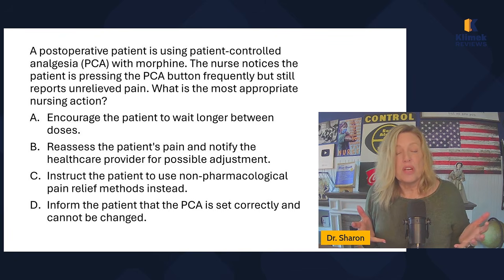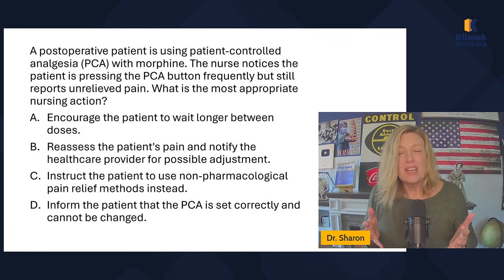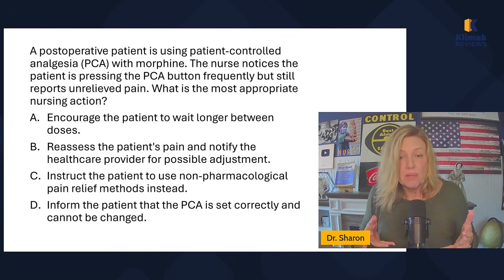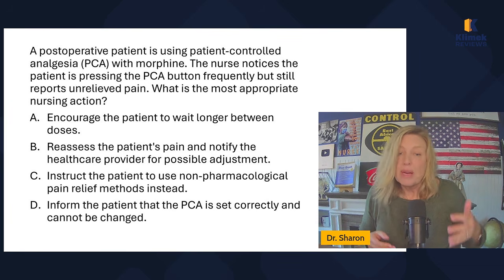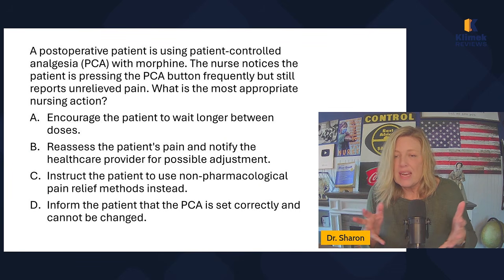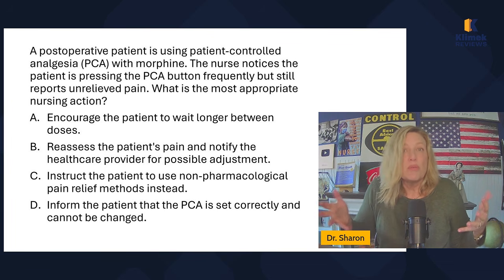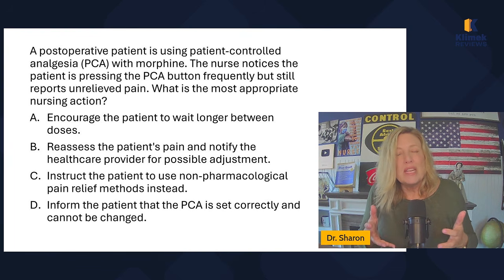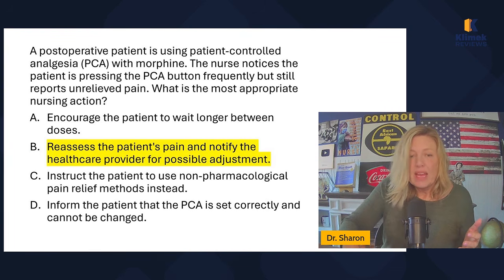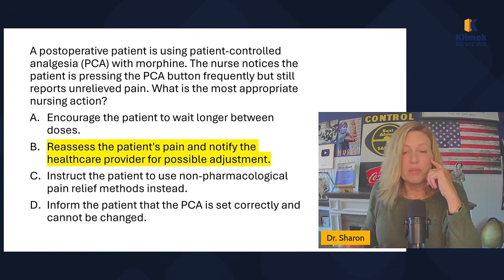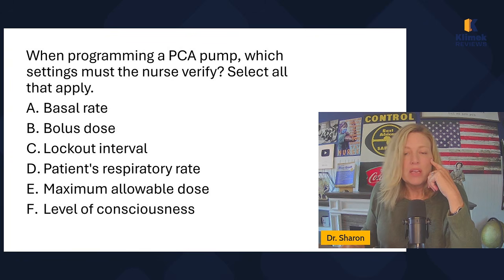I'd like to instruct them to use non-pharmacological pain methods, but I don't want to do it instead of the PCA. So I'm okay with not doing C. Or I'm going to instruct the patient to use non-pharmacological pain relief methods instead of the PCA, but I'm not going to reassess their pain and notify the healthcare provider. That doesn't make sense. If they're on a PCA, it's not really working. I go, okay, well, let's just do something. Let's just do non-pharmacological. Let's see if we can get you more comfortable, reposition you in bed. I'd want to do that, but I have to reassess their pain and notify the healthcare provider to see maybe they want to change the medication, switch it out of morphine, put it in hydromorphone or something like that, right? So that's the best answer.